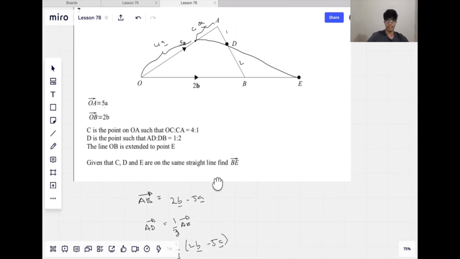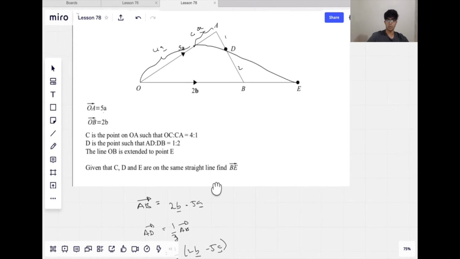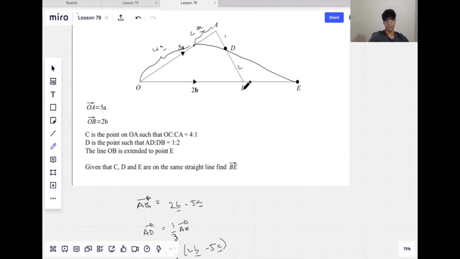Okay, we know what AD is now. So if we want BE, we can go maybe like this and then that. The thing is, we now know what BD might be, but we don't know what DE is.